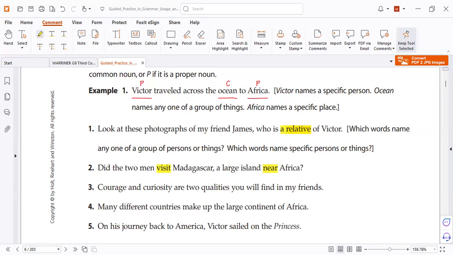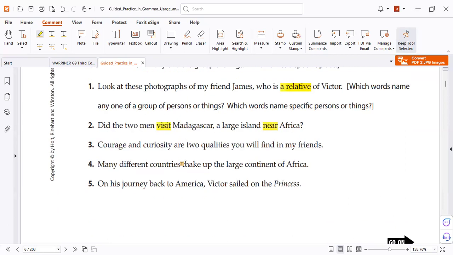Now let's go ahead. Okay. Of course, as you know, courage is a noun, curiosity is a noun. Two is a number. Here, it's an adjective to the noun qualities. You will find a verb phrase. In my friends, it is a prepositional phrase, and my is an adjective to the noun friends.